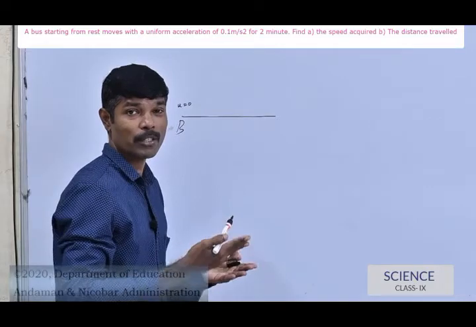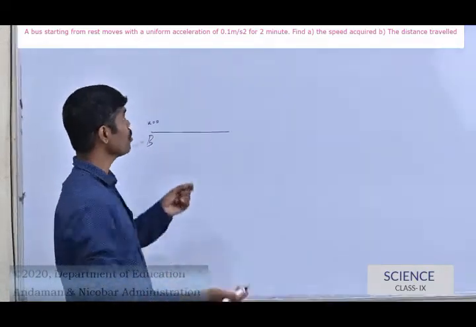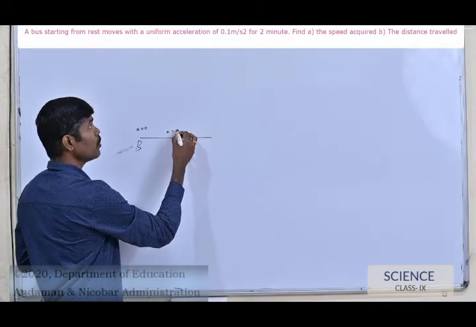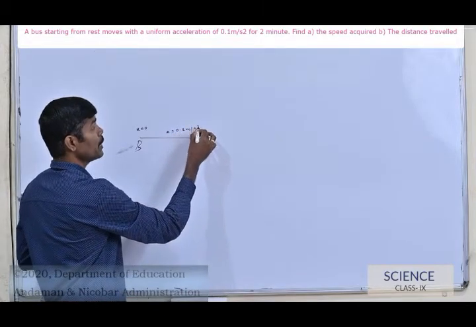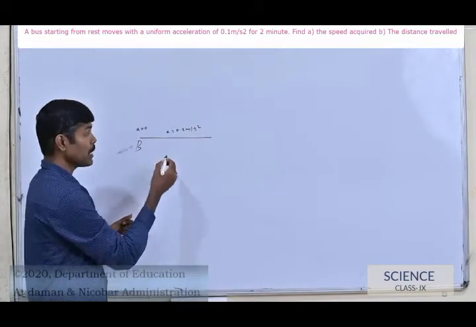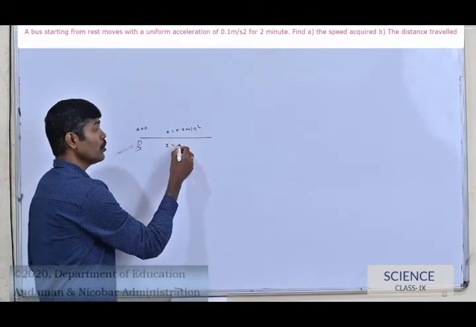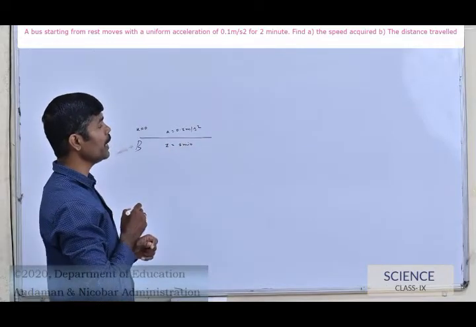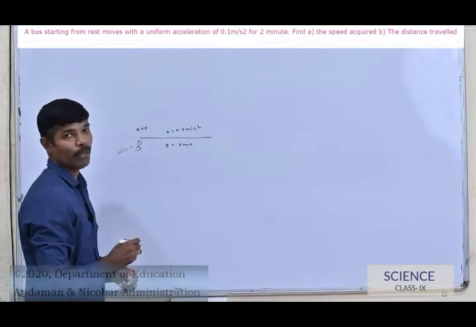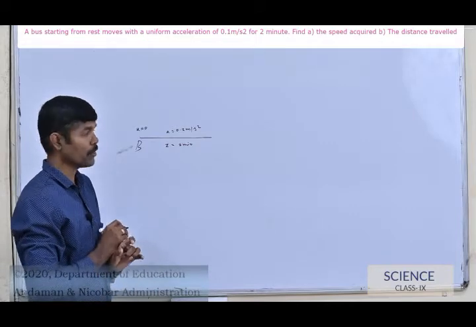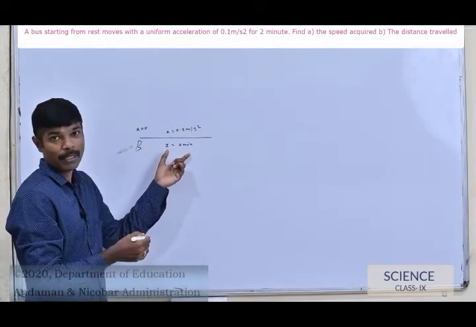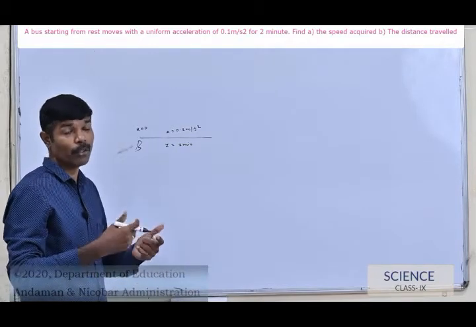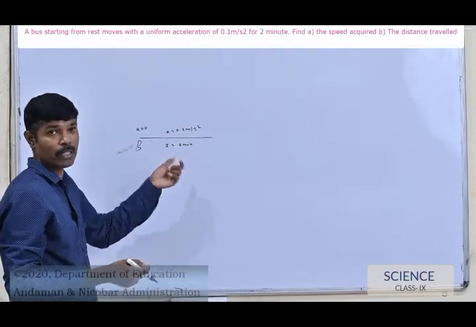The bus starts from a stationary position and moves with an acceleration of 0.2 meter per second square for 2 minutes. T is equal to 2 minutes, right? And find the speed and the distance. Now we have to find out the speed and the distance. Whatever is given, we write first, and later we think about which formula could be used to solve this.